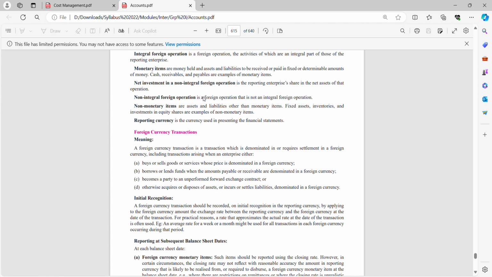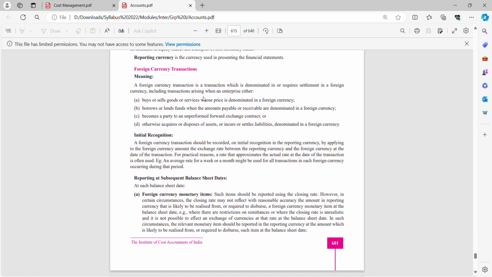When an enterprise buys or sells goods or services in a foreign currency, borrows or lends funds when the amount payable or receivable is denominated in foreign currency, becomes a party to an unperformed forward exchange contract, or otherwise acquires or disposes of assets or settles liabilities denominated in foreign currency. So foreign currency transactions are explained here.